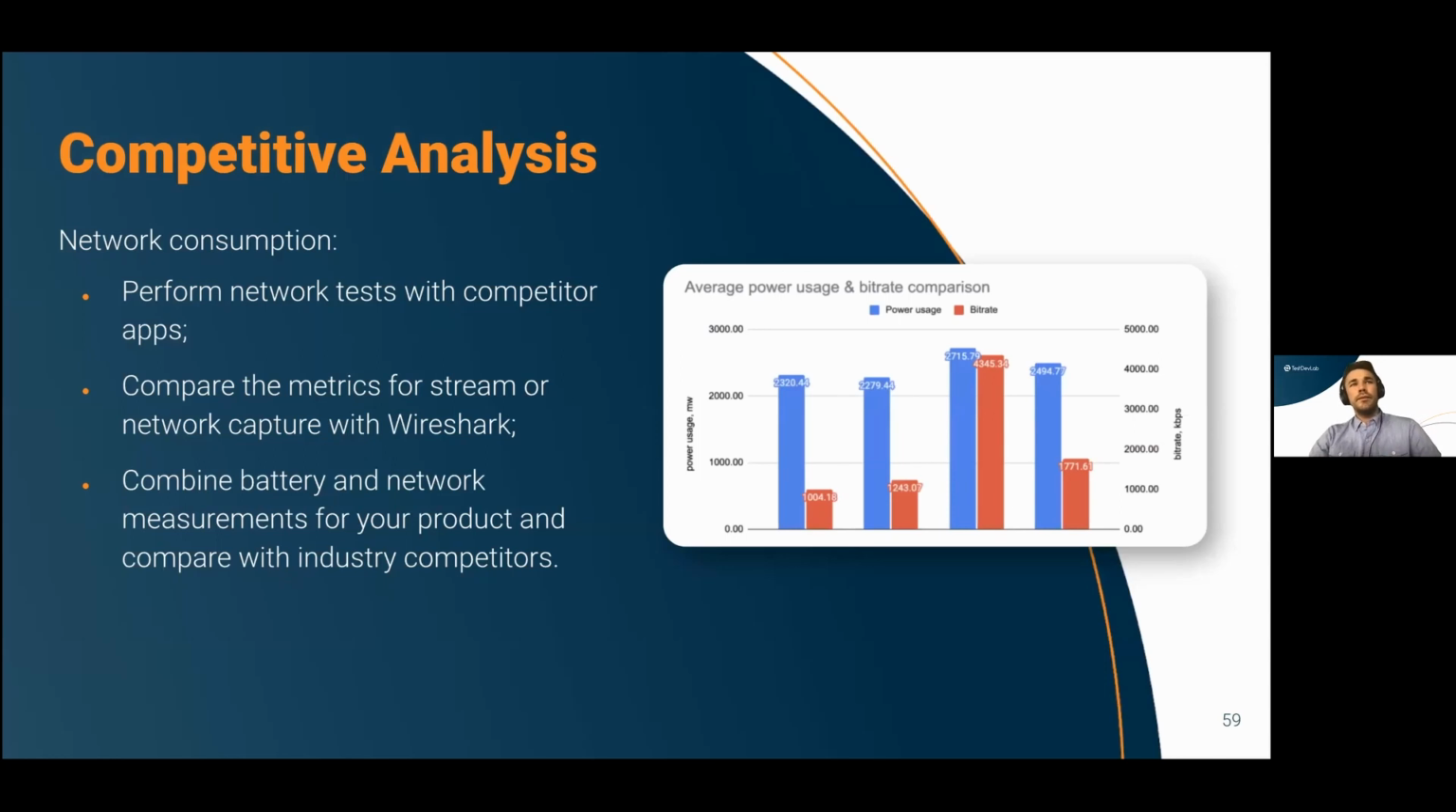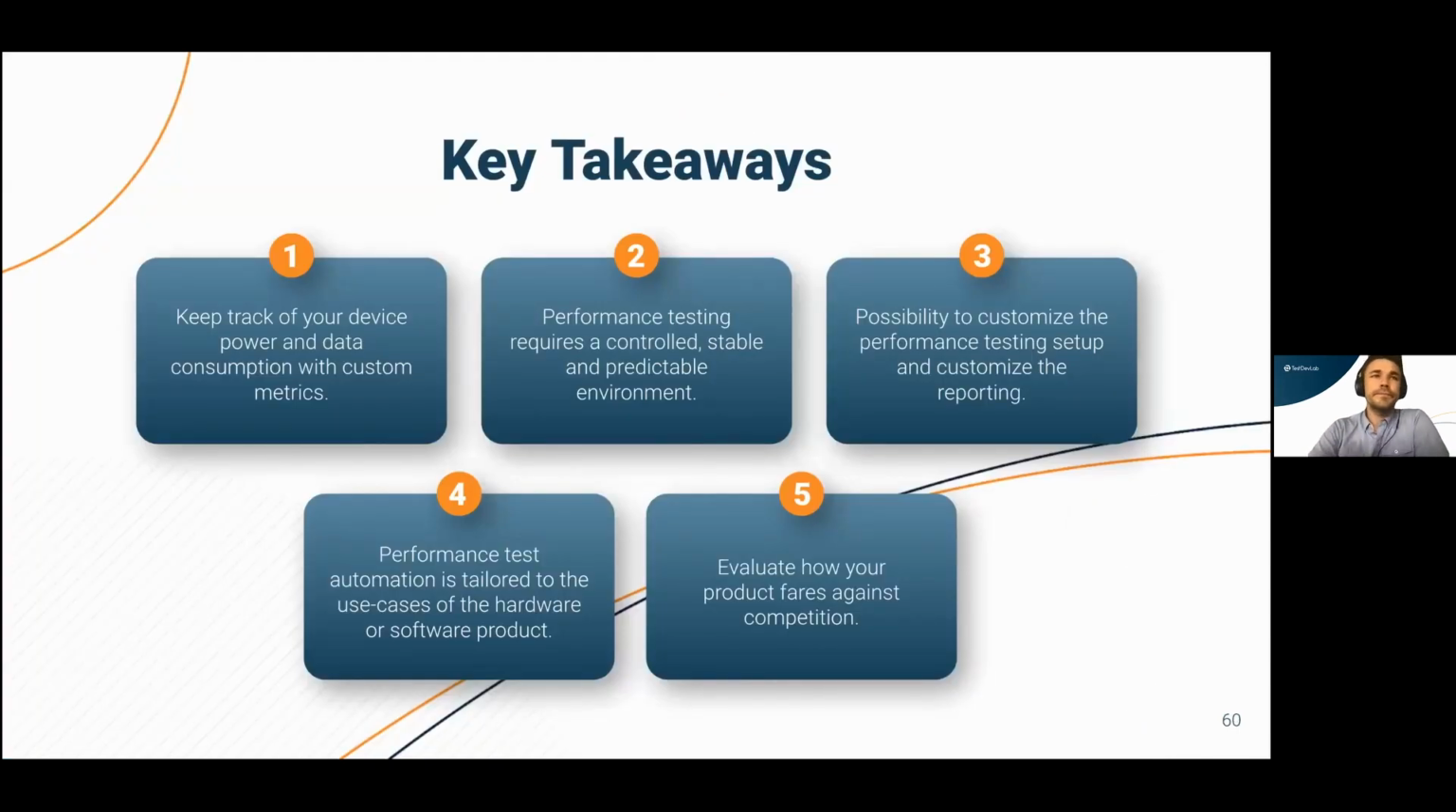About competitive analysis, also here you can see that bitrate, power usage, and other things can be combined and also compared, adding another dimension when comparing to competitors. Key takeaways. First of all, you should keep track of your device power and data consumption. With these custom metrics, you can easily do that. Also, performance testing requires a controlled, stable, and predictable environment, and that is very important, almost the key element in a successful performance test.